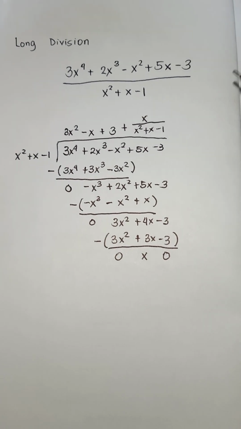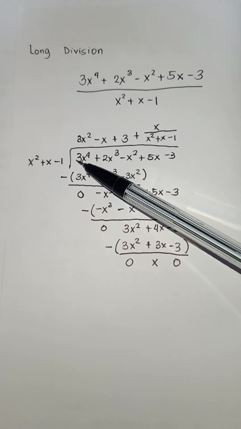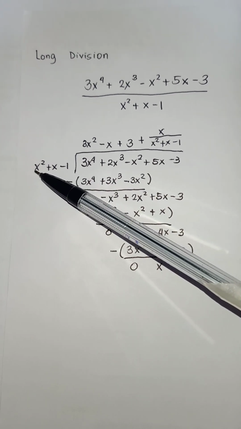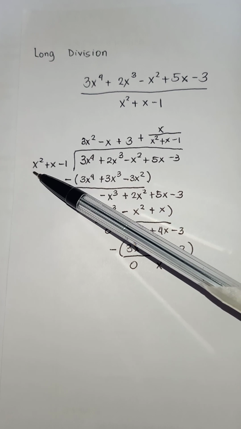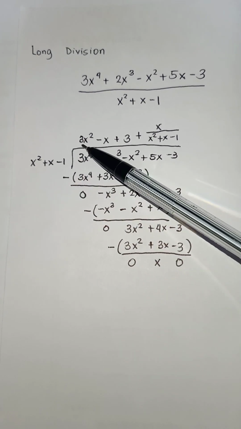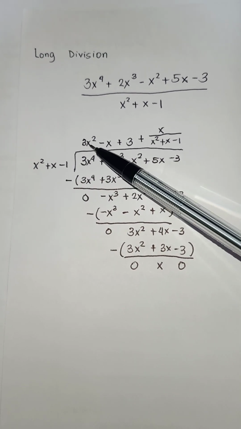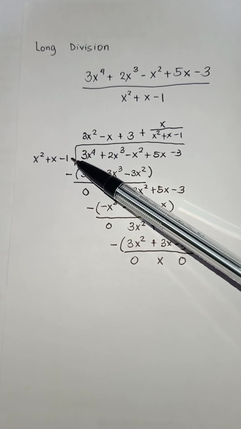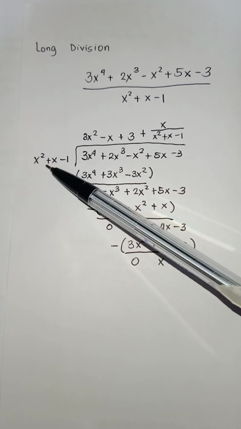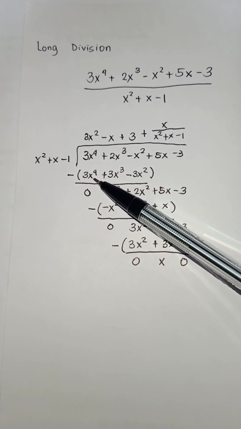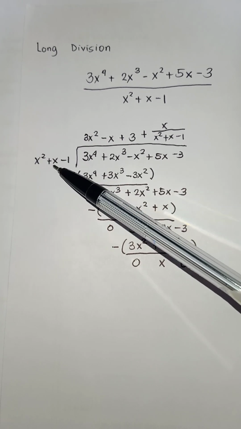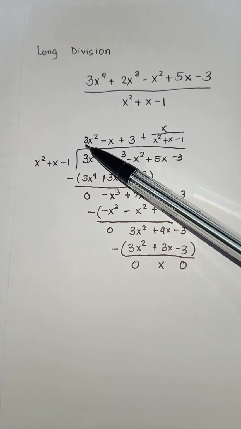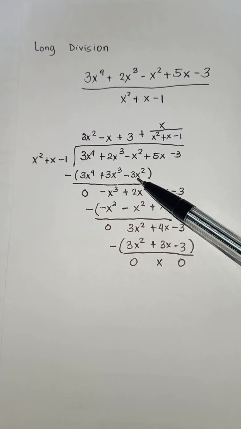Okay, so the long division starts with the first term here, 3x to the fourth, divided by the first term of this divisor. So 3x to the fourth divided by x squared, the answer will be 3x squared. Then this term is multiplied to all terms in the divisor. So 3x squared times x squared is 3x to the fourth. Then 3x squared times x is positive 3x cubed. And then 3x squared times negative 1 is negative 3x squared.